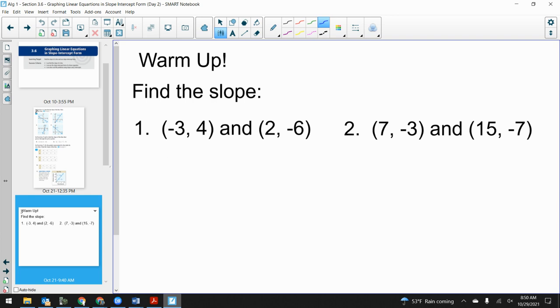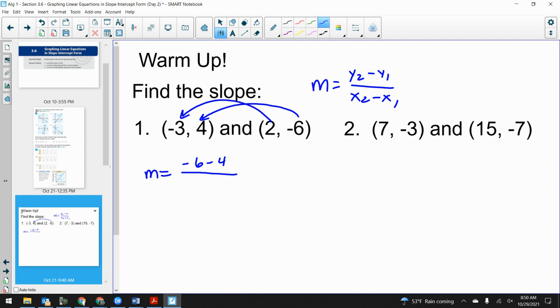So again, we said that we could use a graph to find the slope, but in my mind, it's a lot easier if you just use the slope formula, which again is m is equal to y2 minus y1 over x2 minus x1. Change in y over change in x. So that means -6 minus 4 over 2 minus -3. -6 minus 4 is a -10. 2 minus -3, that's a big plus sign, so 5. -10 divided by 5 is a -2.